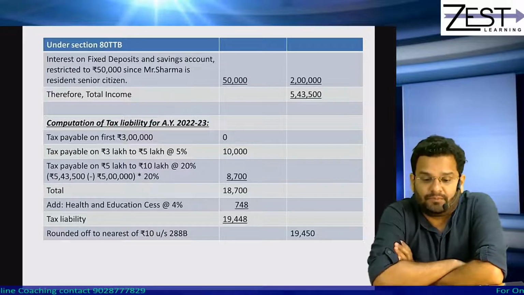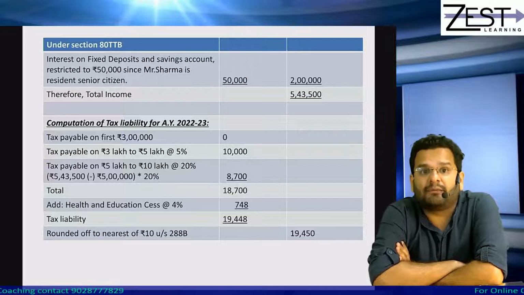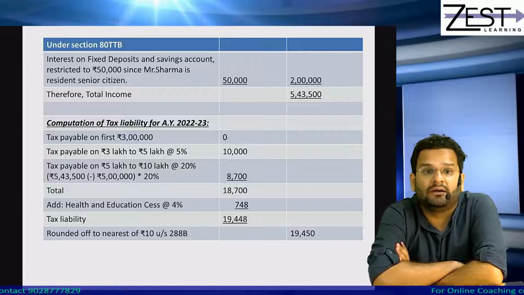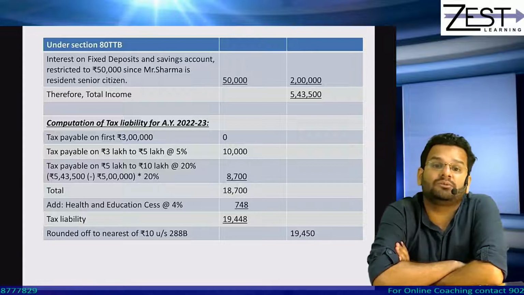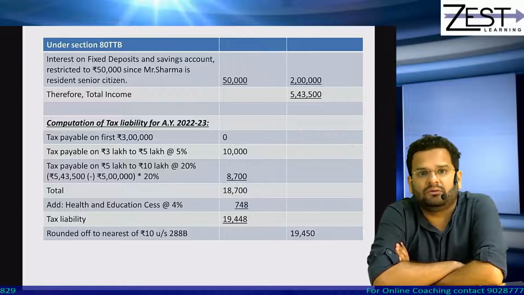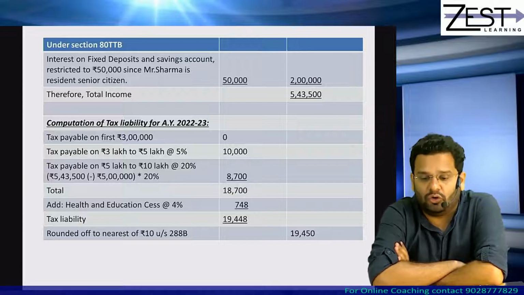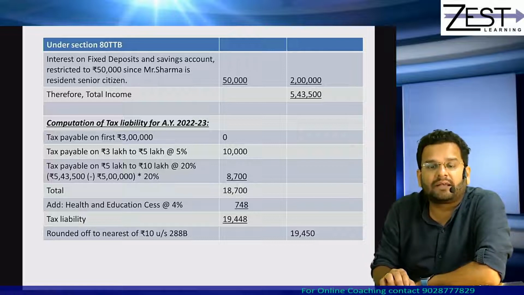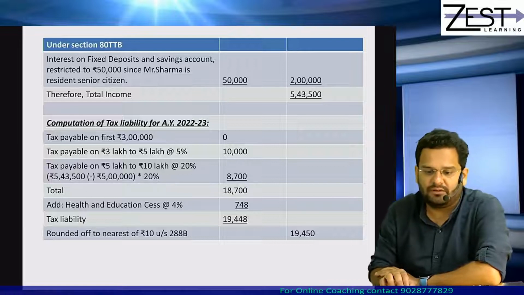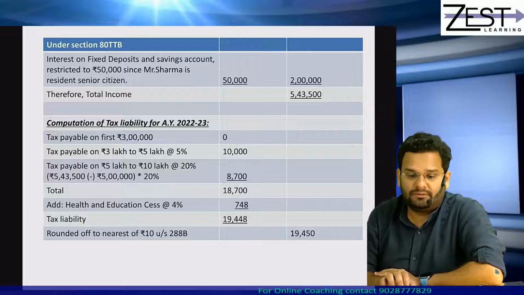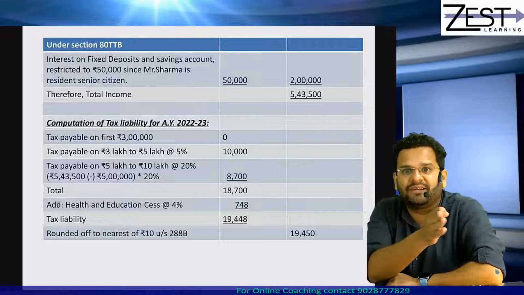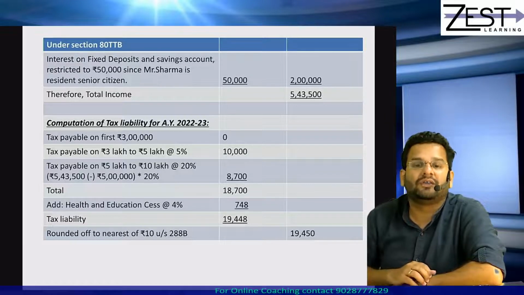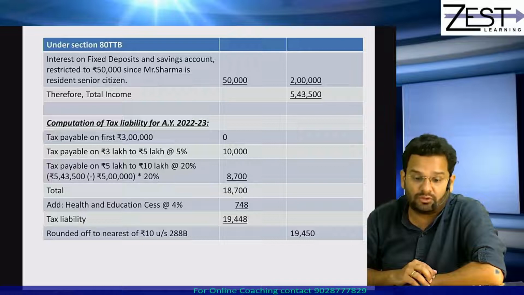Then tax liability computation. He is a resident senior citizen, don't forget, and is not super senior. He will become super senior at 80 or more than 80. Right now a senior citizen. So on first 3 lakhs no tax, 3 lakh to 5 lakh tax at 5%. Check. 10,000. Yes, because in 3 lakh to 5 lakh you have got 2 lakh. On that 2 lakh at 5% will be 10,000.